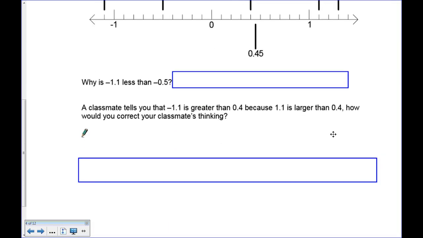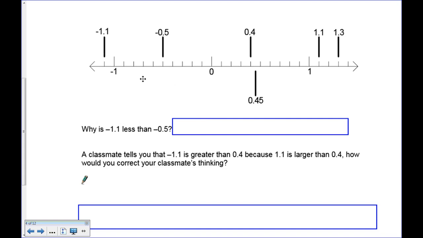So if someone asks you why negative 1.1 is less than 0.5, then it's really simple, because the farther you go to the left on a number line, the smaller the number it is. The farther you go to the right on the number line, the greater it is. Since negative 1.1 is farther to the left than negative 0.5, that means this one is smaller than that one is.